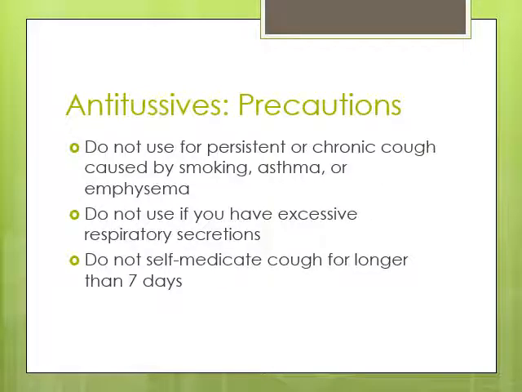Now, with precautions and contraindications, patients do not need to use it for persistent or chronic cough caused by smoking, asthma, or emphysema. Also, they really don't need an antitussive if they are having excessive respiratory secretions, and they do not need to self-medicate cough for longer than 7 days. Benzonatate is contraindicated for patients allergic to tetracaine, procaine, or related compounds.